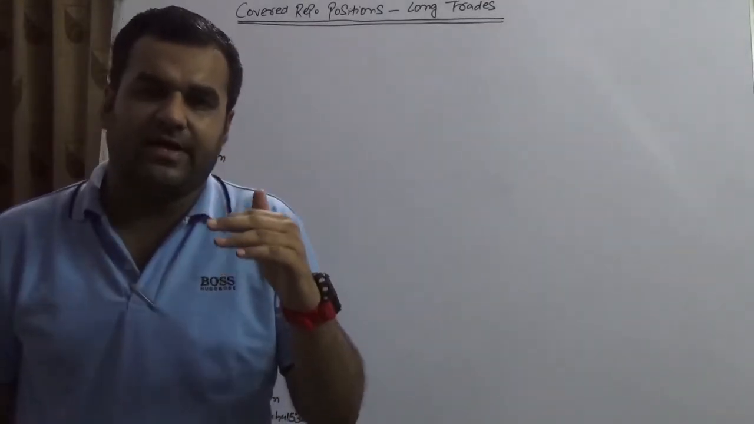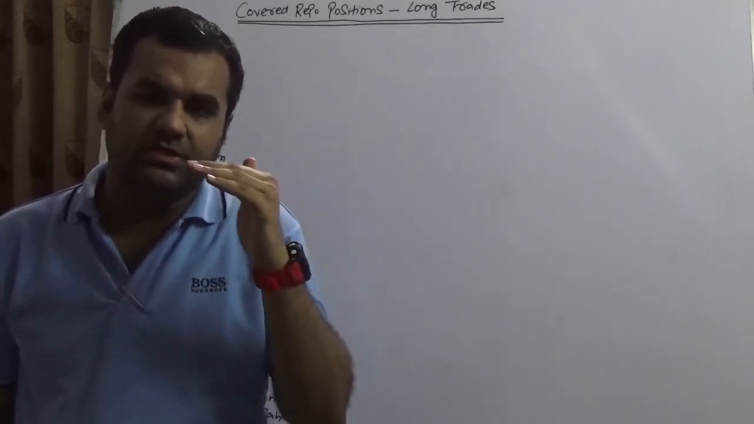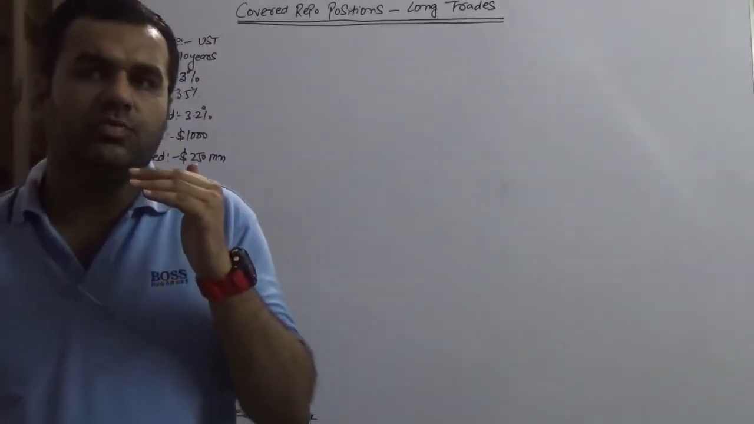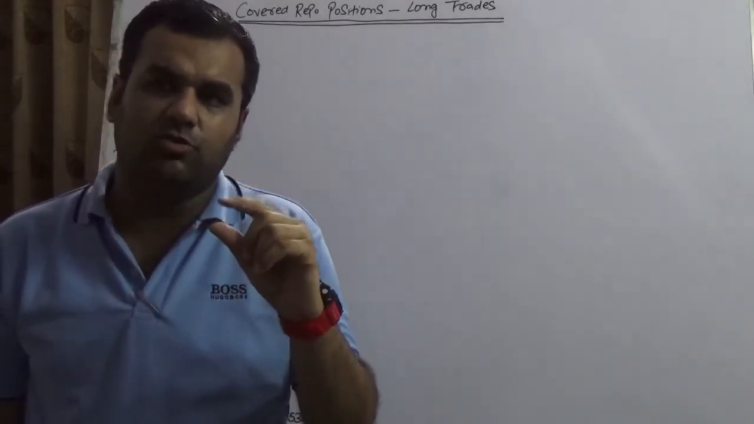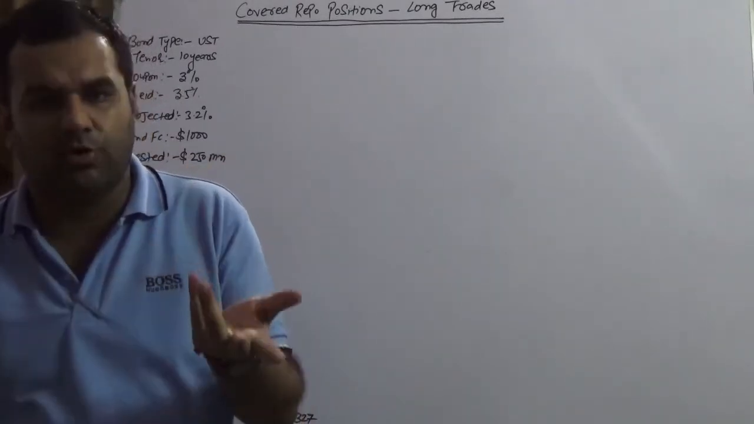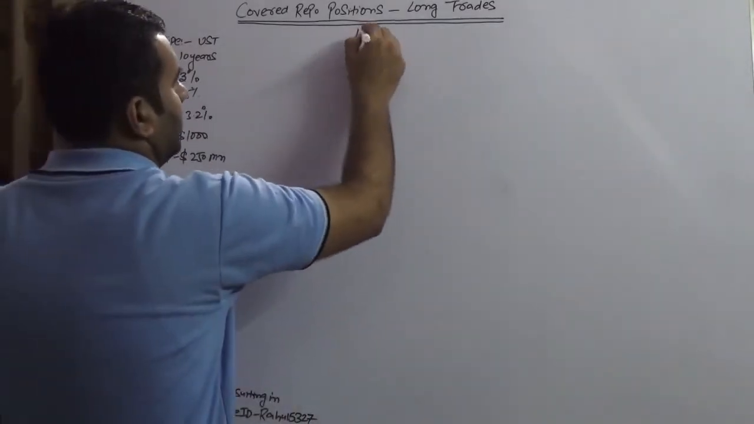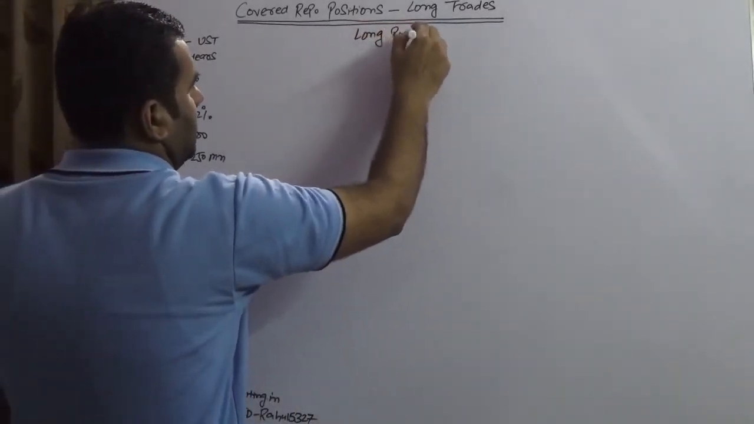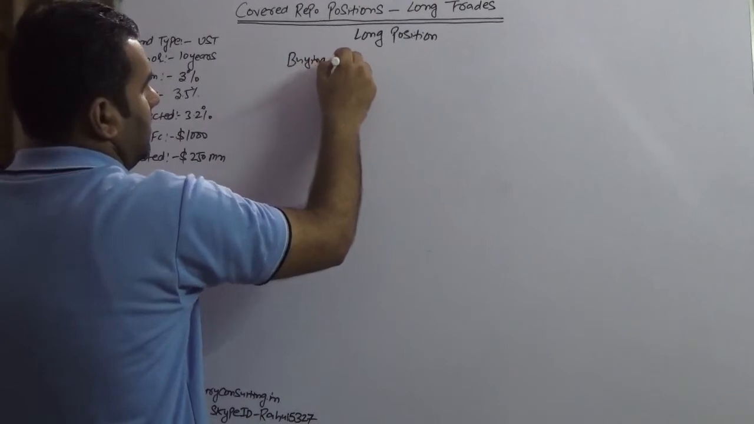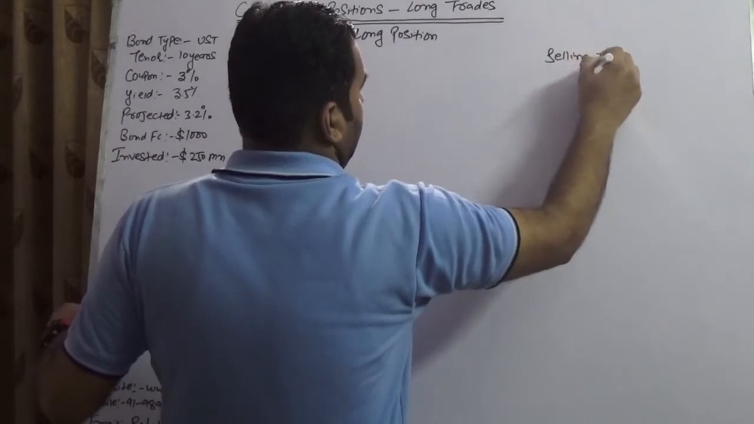So here we estimated that the yield is currently 3.5%, which is going to decrease to 3.2%, which means that if the yield decreases, then the value of the bond is going to rise. So what I would be doing is buying today and selling tomorrow, because the yield is decreasing. So I'm writing here, this is a long position, which is buying today and selling tomorrow.